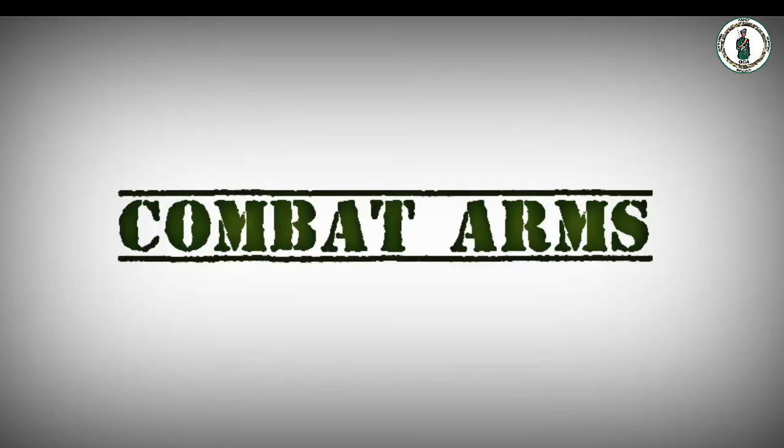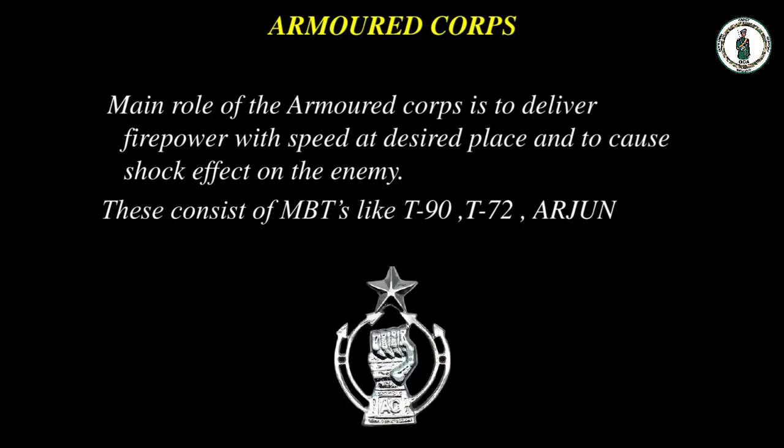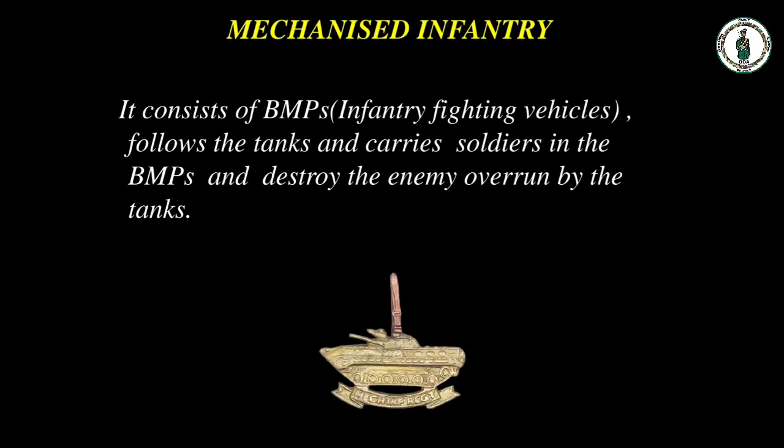So in combat arms, there are 3 main elements. The first is the armored corps. So the main role of the armored corps is to deliver firepower with speed at the desired place, and these are the first ones to cross the international boundary during the case of war, and these consist of main battle tanks like T-90, T-72 and Arjun tank. Then the second is mechanized infantry.